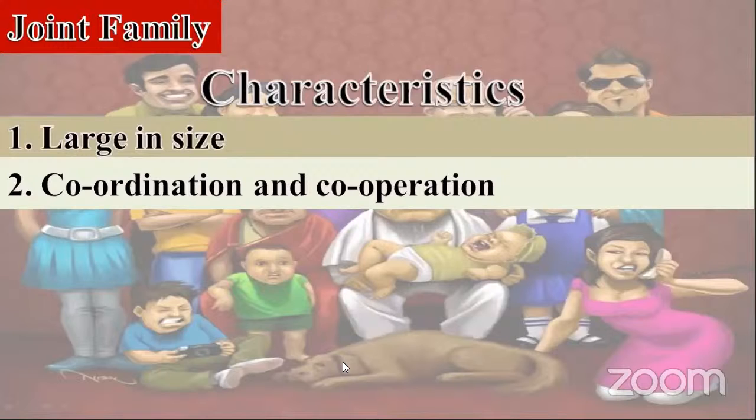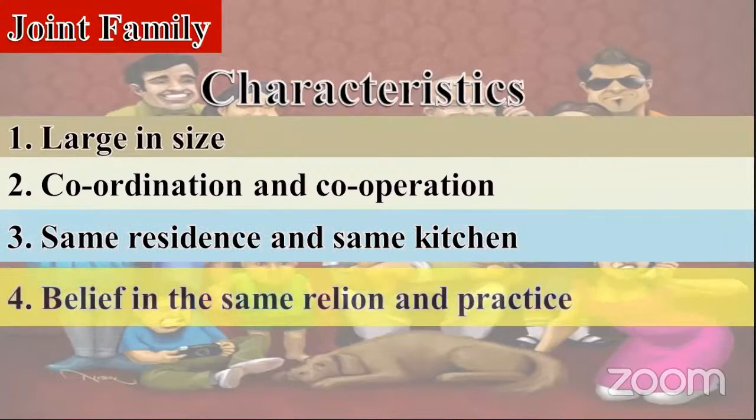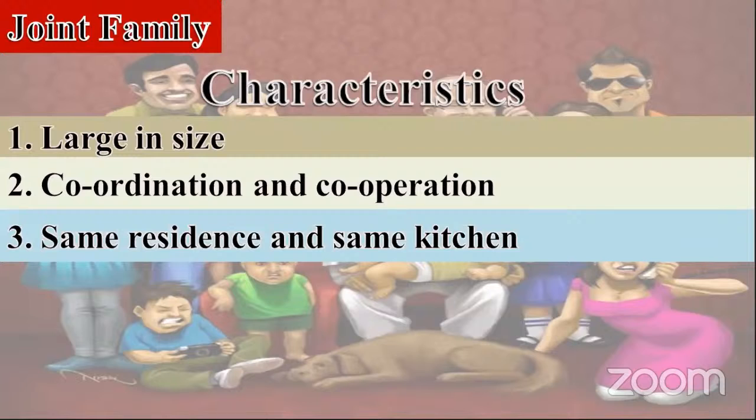And the third is the same residence and same kitchen. It means all family members live in the same residence, in small rooms there. There will be rooms in that big house, and they will share them according to their necessity. It means they will allot the different rooms. There will be many rooms in that large residence.